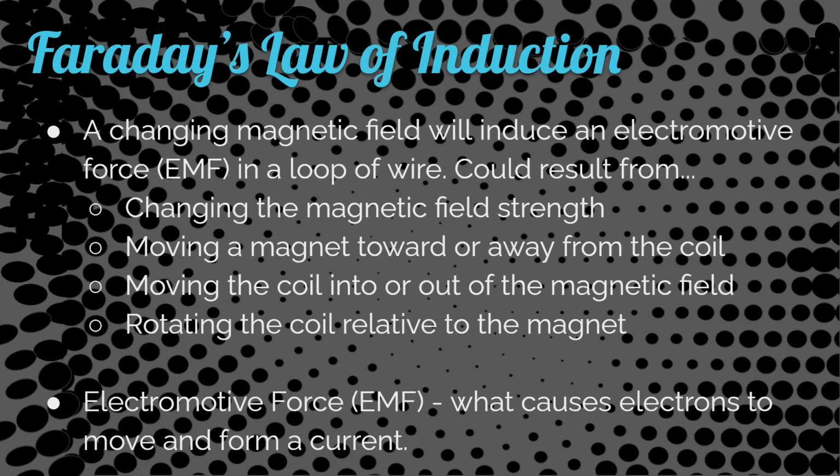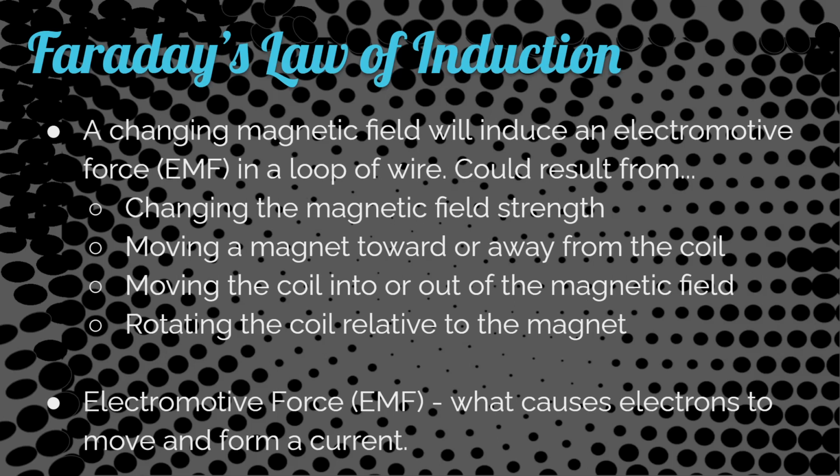Moving the coil into or out of the magnetic field. So you don't have to move the magnet. You could move the coil instead. As long as they're moving with respect to one another, you're going to get that induction of current in your wire. Rotating the coil relative to the magnet.